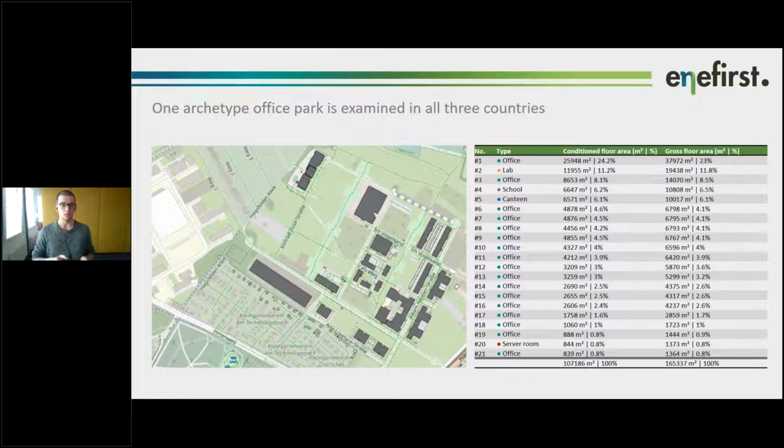And then we basically characterize this office park in terms of buildings that are situated there.